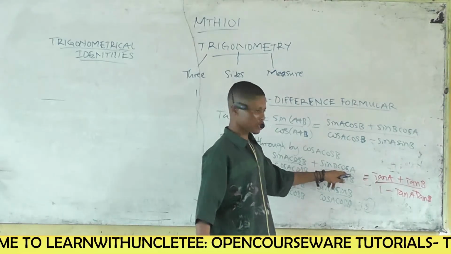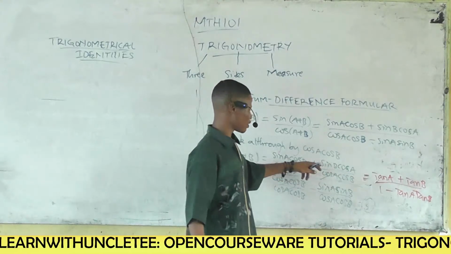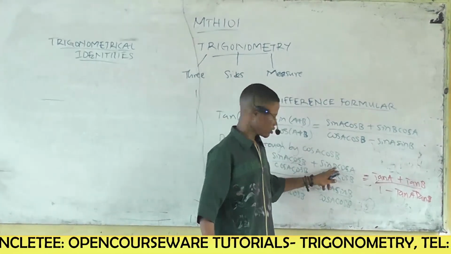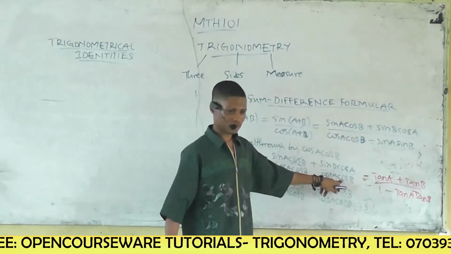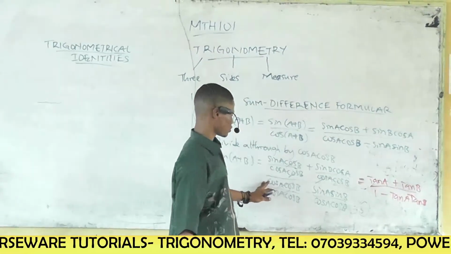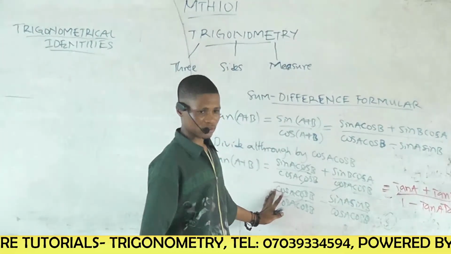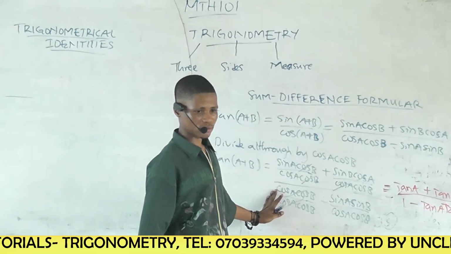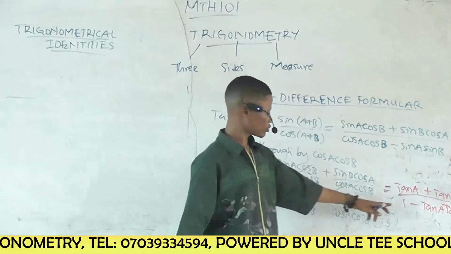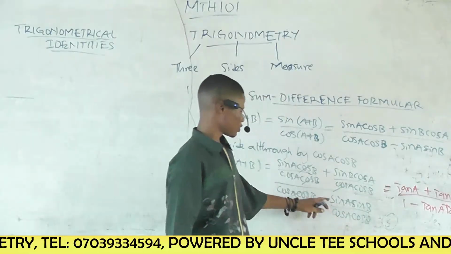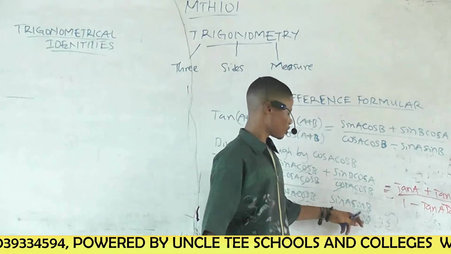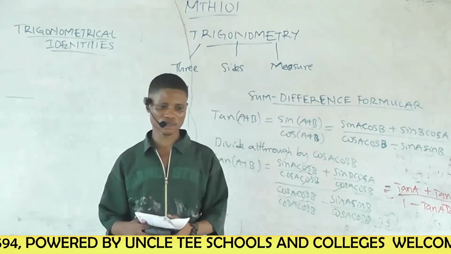Cos A, we cancel each other. You are left with what? Sine B over cos B, which gives you what? Then this one, they all cancel each other to give you 1. So then for this side, sine A over cos A is tan A, sine B over cos B is tan B.